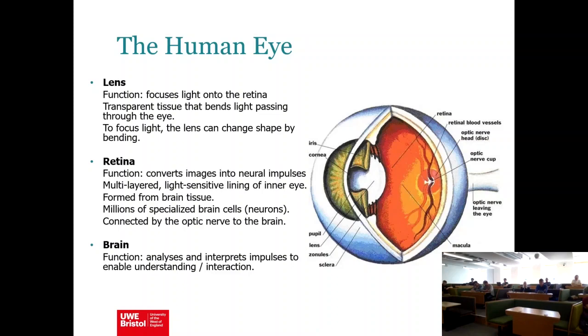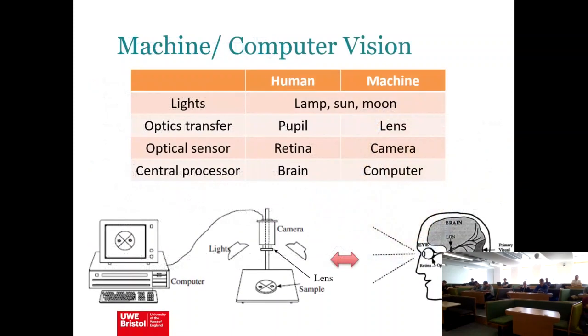But, sorry, right. So the brain's interpreting the image data. So what have we got with the machine vision setup? We've got something analogous to that. And obviously, the human's got the pupil for transfer of the light. We've got the retina, the camera. The cameras we've got in the machine, and then obviously the brain and the computer is the analogy there.